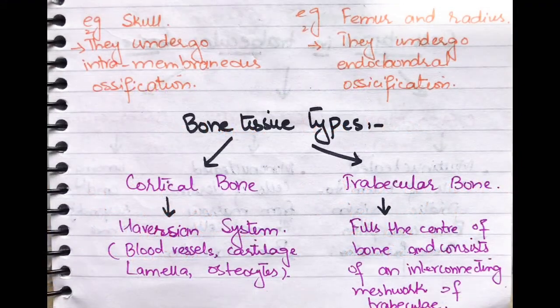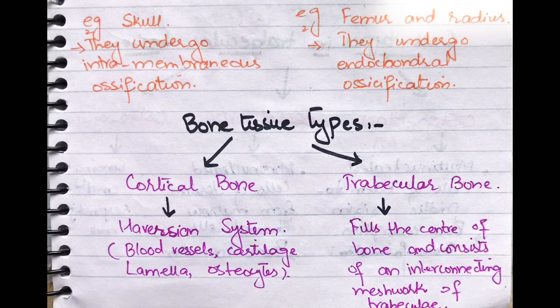Bone tissue types. Two types of bone tissue are present in the normal skeleton: the cortical bone tissue and the trabecular or cancellous bone tissue. What is cortical bone formed of? Cortical bone is formed of the Haversian system, which comprises concentric lamella of bone tissue along with blood vessels and osteocytes. These are the three things that form the Haversian system.